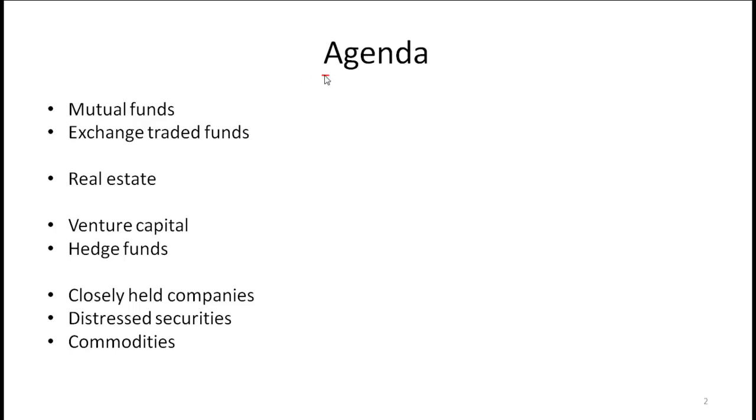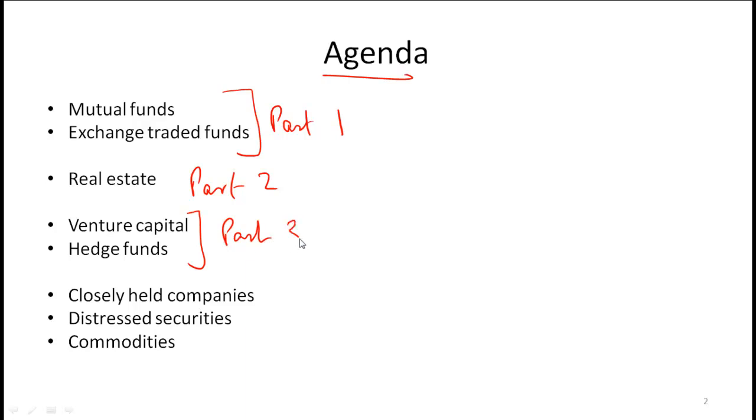Our approximate agenda will be as follows. We will first talk about mutual funds and exchange traded funds. So this will represent part 1 of our presentation. In part 2, we'll talk about real estate. In part 3, we'll talk about venture capital and hedge funds. And finally, in part 4, we will talk about closely held companies, distressed securities, and commodities.